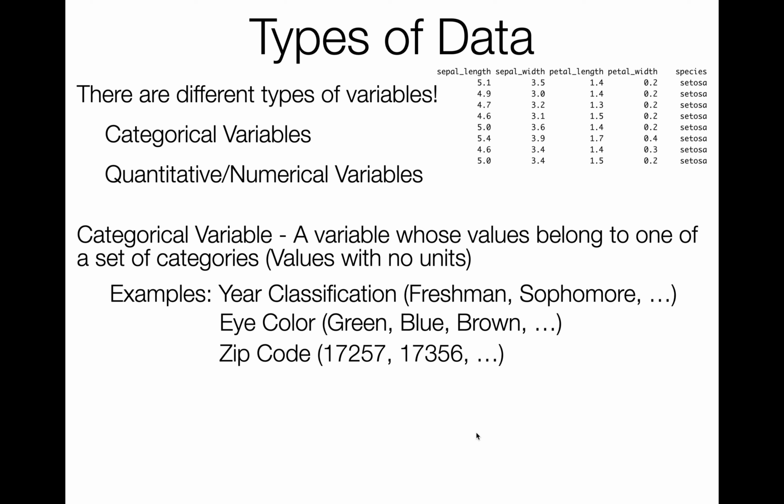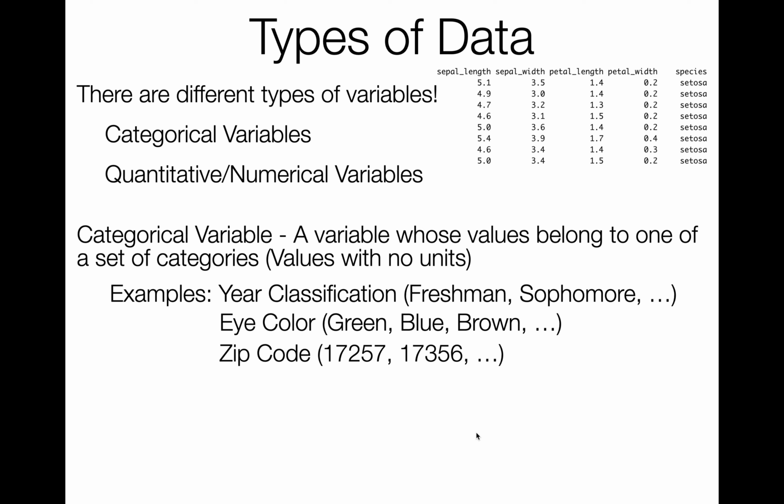But is a zip code a numerical variable or a quantitative variable? And the answer is no, because there aren't any units associated with it. Okay? When we talk about quantitative or numerical variables, they are numbers, but they need units associated with them so we can tell the differences. So we can tell a difference between two values.